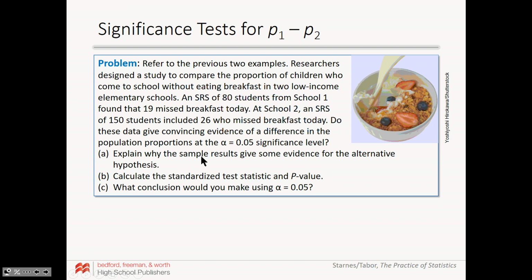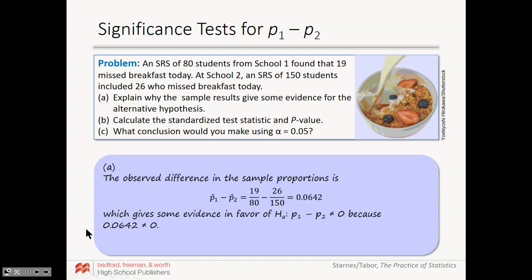So remember, our null hypothesis was that the two proportions are equal. Well, 19 out of 80 and 26 out of 150, those aren't equal. So that right there, the observed difference, in other words the data that I collected in my two samples, are not the same. I didn't get the same exact result, right? So the difference in the sample proportions is not equal to 0. That's some evidence that says maybe the population proportions are not equal, or maybe the difference in the population proportions is not equal to 0.